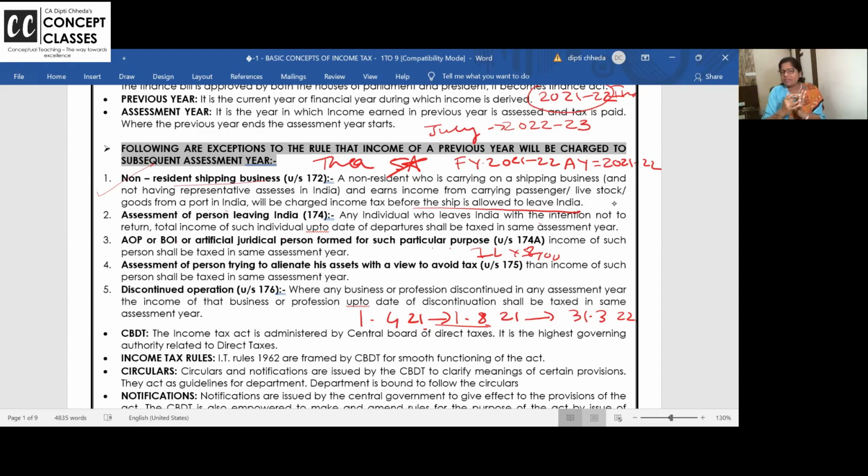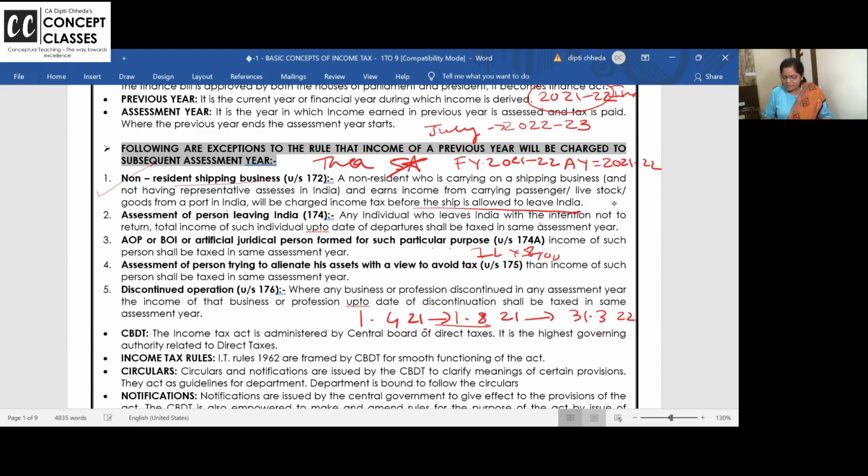So this is a joint venture. For a limited period, we have come together. So when you earn the income, you have to pay the tax now only. You can't wait, next year you'll come and pay the tax. Clear? So AOP, BOI, if they're formed for a very particular purpose and limited period, they should pay the tax.